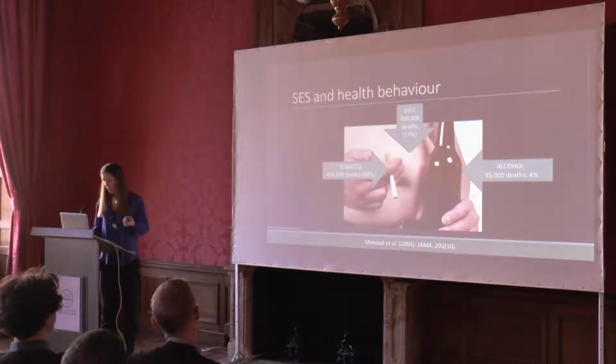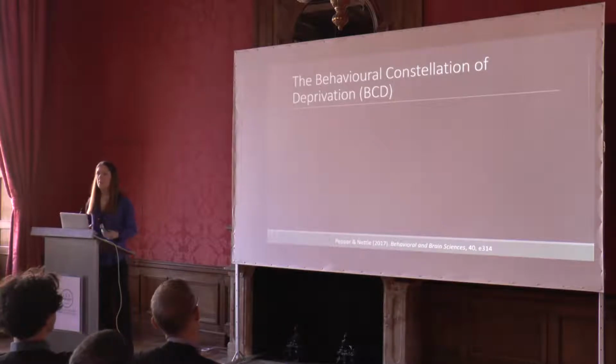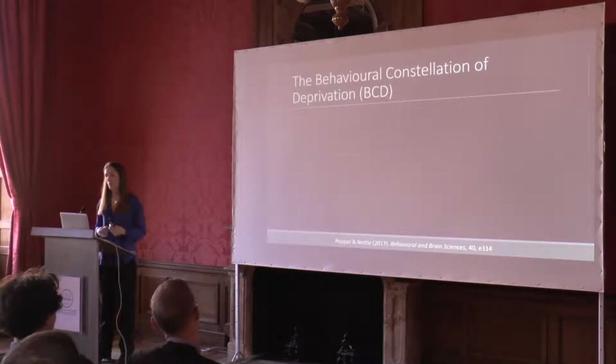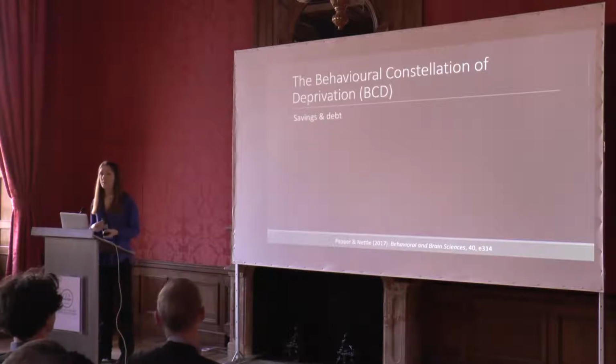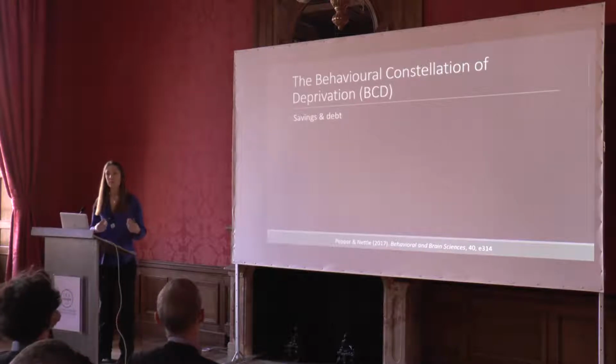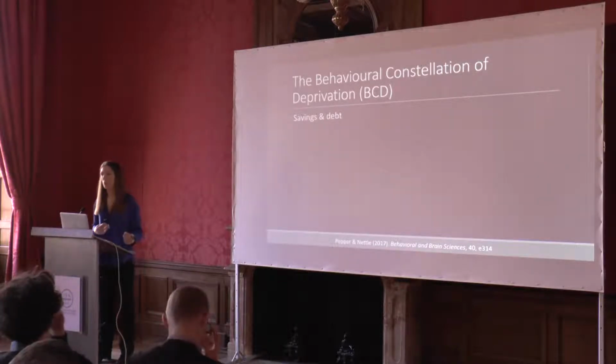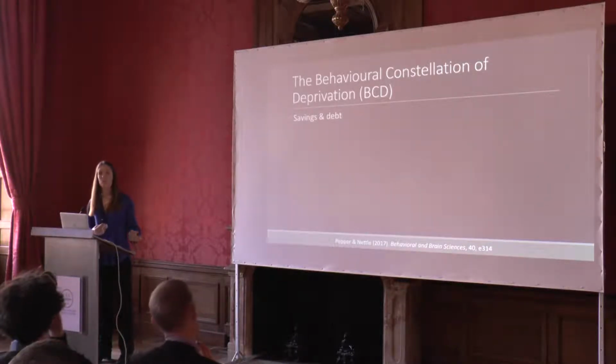And so in the paper that I'm talking about today, we identify what we have termed a behavioural constellation of deprivation. Now this includes many of the behaviours that Coralie was talking about with reference to life history strategies. But it also includes things like tendencies towards savings and debt. Now, it may seem fairly obvious that if you are less well off, that if you have a lower income, you should have fewer savings and perhaps more debt.